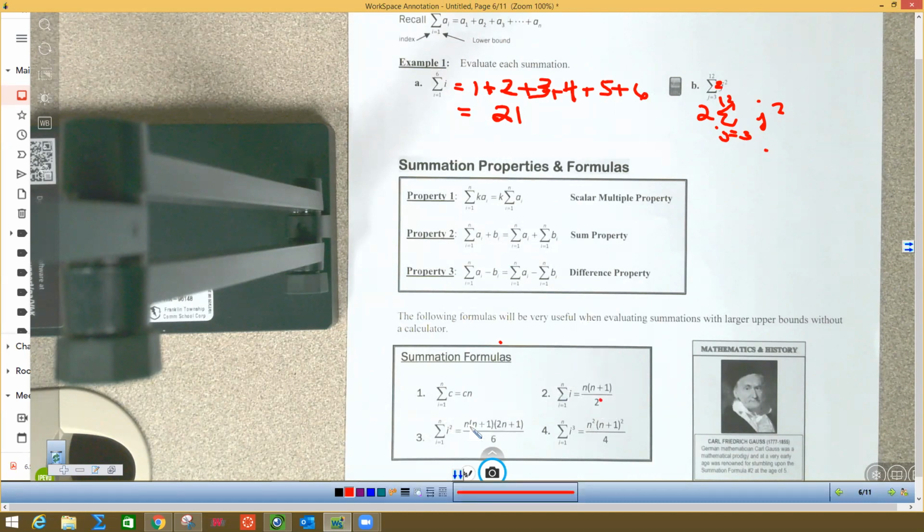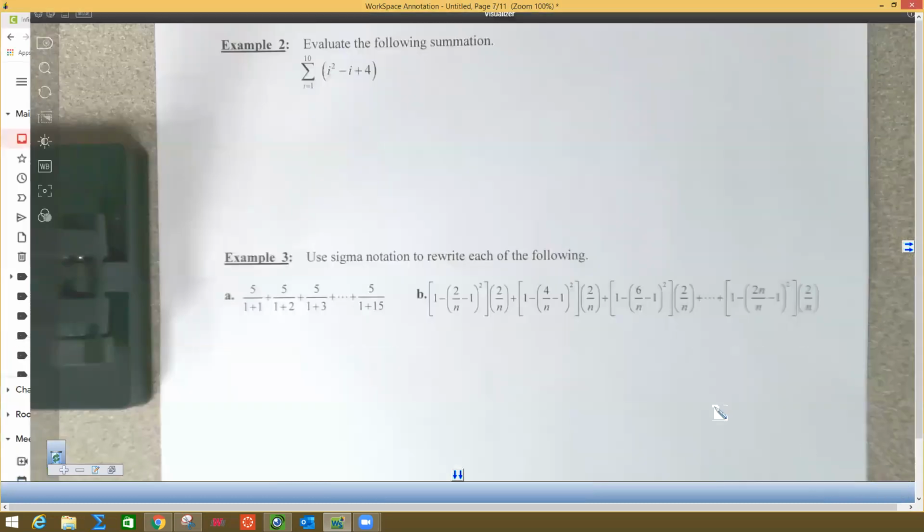For i squared, it's this formula. These formulas get more and more complex, and you're supposed to already have these memorized. Whenever you have an i squared, it's n times n plus 1 times 2n plus 1 all over 6. And if you have an i cubed, it's n squared times n plus 1 squared all over 4. Again, n is whatever the top number is. So you can use a combination of these things to make your problems a lot faster, but with our calculators, you can also do that.